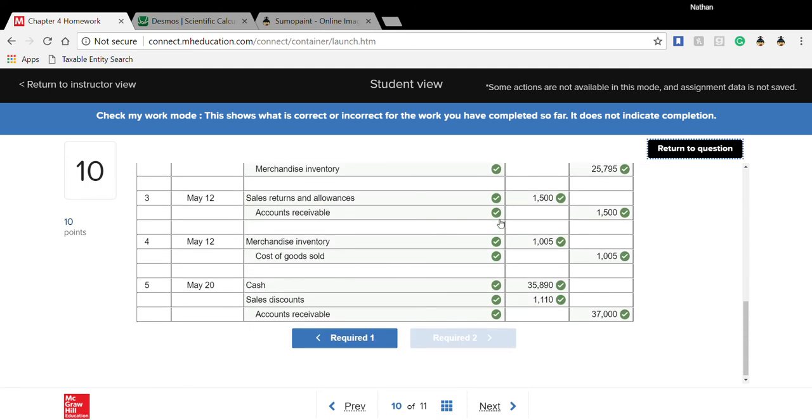Okay. Again, this chapter is basically just getting you used to the journal entries and who does what. Again, the seller is the only one that has sales. They have sales returns and sales discount. They're also the one that has their accounts receivable. Buyer has accounts payable. Okay.